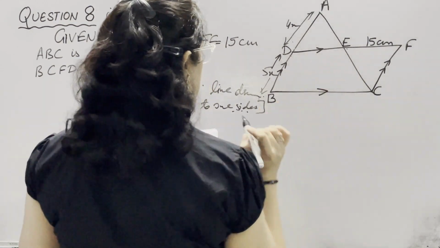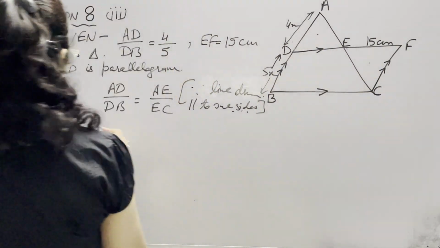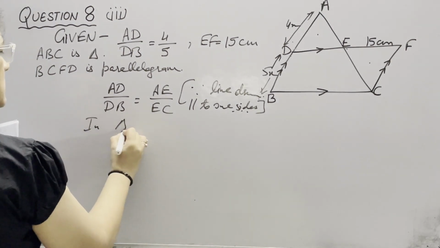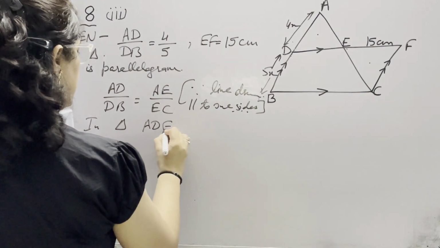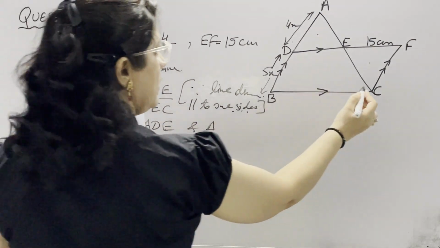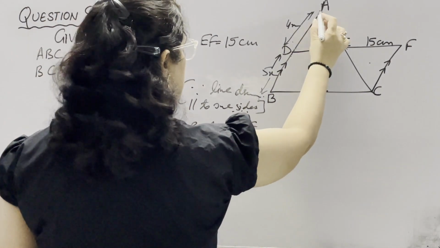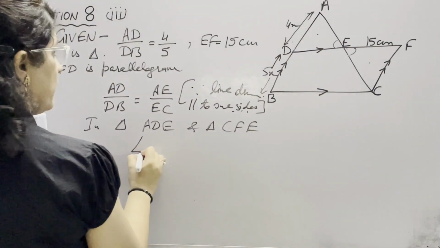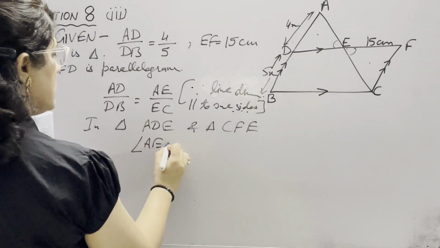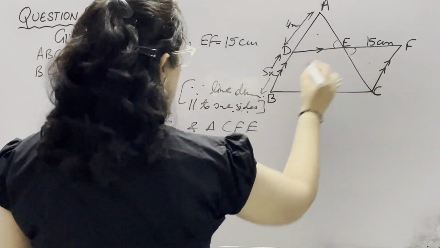Now in the next part they have asked us to calculate DE. This is our side DE. For this we need to prove this triangle and this triangle as similar. So we need to take these two triangles, triangle ADE and triangle CFE. These are vertically opposite angles. So first, angle AED is equal to angle CEF.